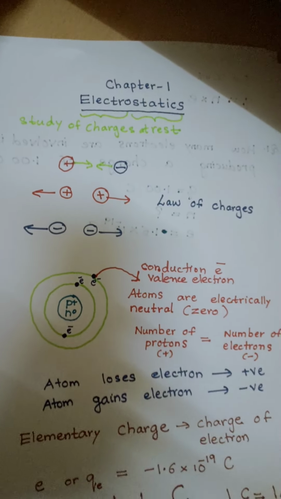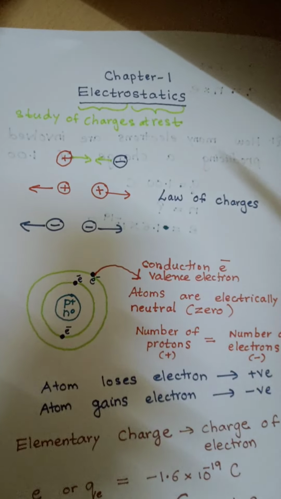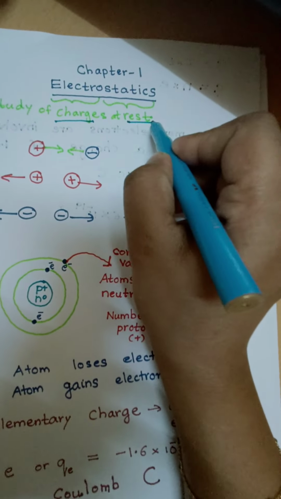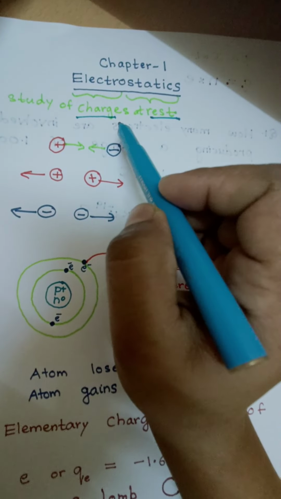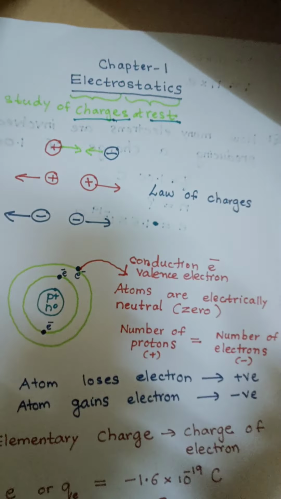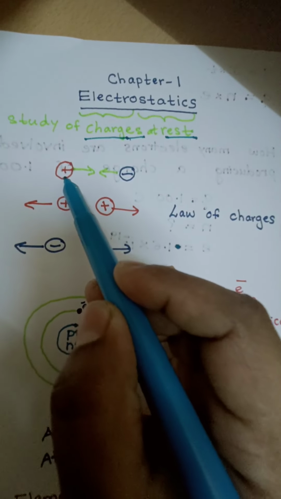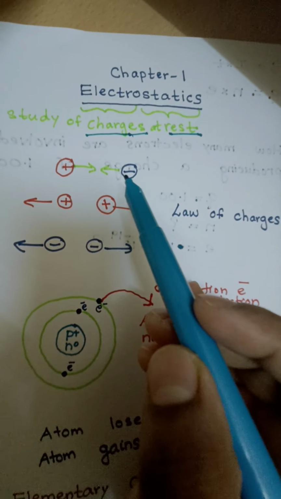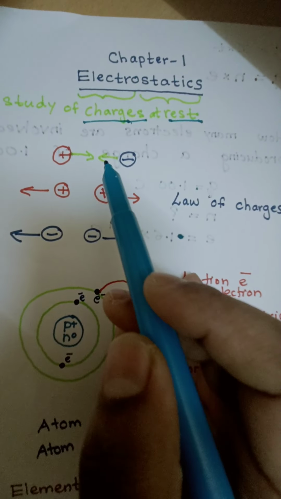Let's discuss chapter 1, electrostatics. Electro means charge and statics means rest. So electrostatics means the study of charges at rest. There are two main charges, the positive charge and the negative charge. If you keep a positive and negative charge nearby, they will attract each other.